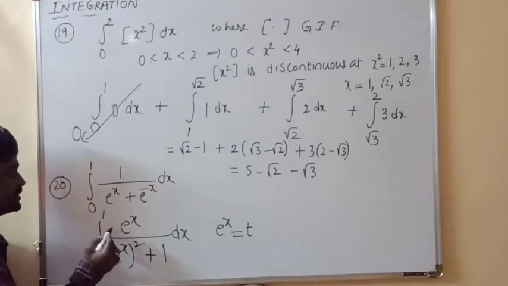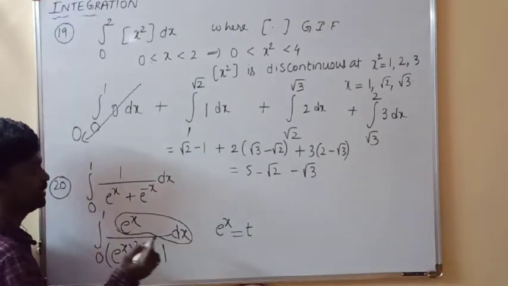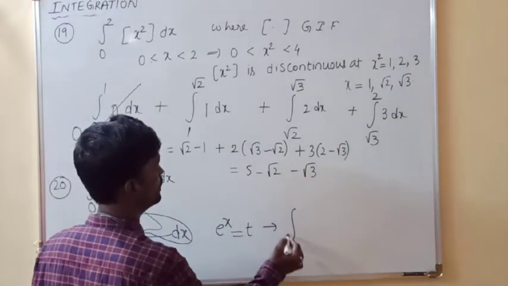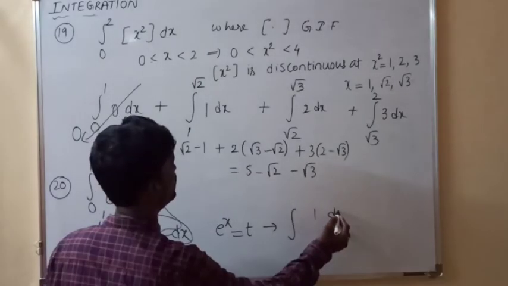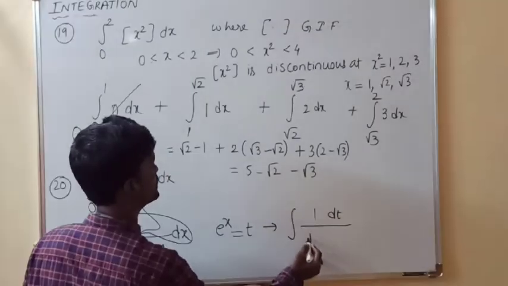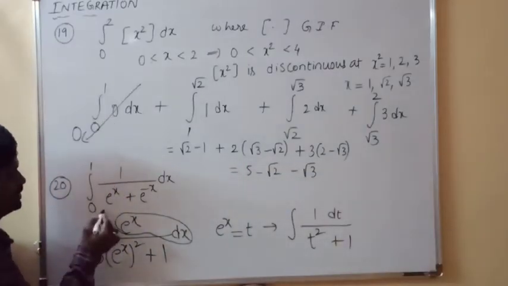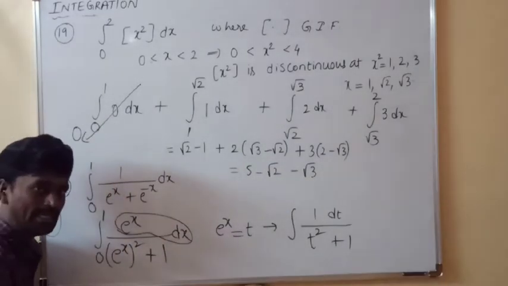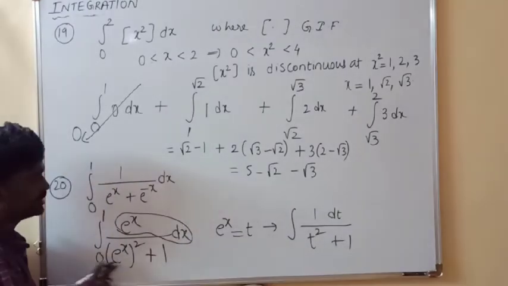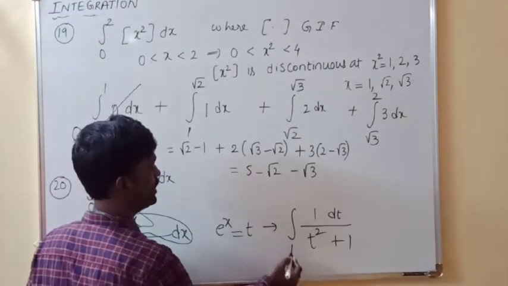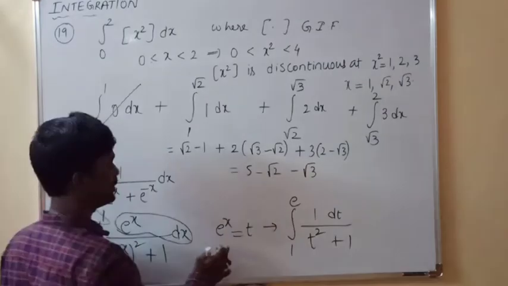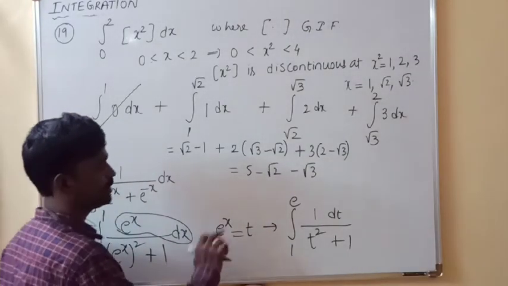Then if you take e power x is equal to t, e power x into dx becomes what? dt. So thus what do you get in the numerator? 1 into dt divided by t square plus 1. So these are the x limits. Then we have to find corresponding t limits. When x value is 0, t value is what? E power 0, 1. Next here what you will get? E. Because when x value is 1, t value is e power 1, e.